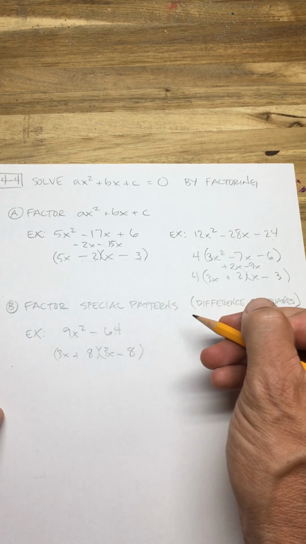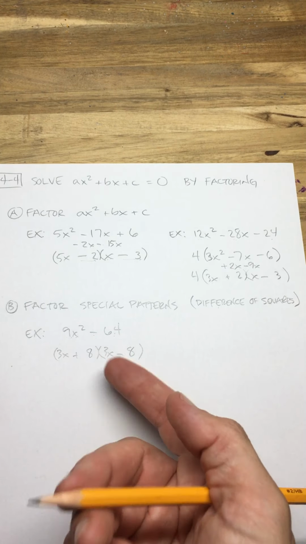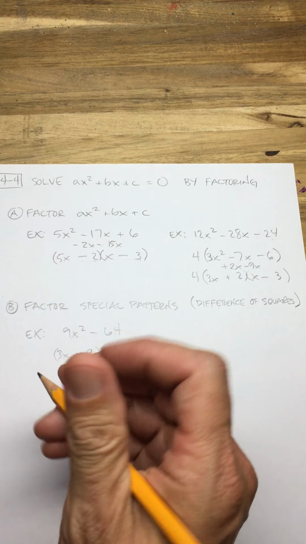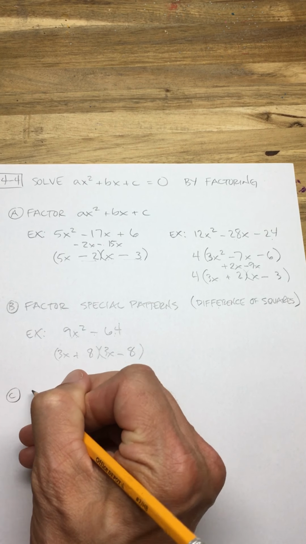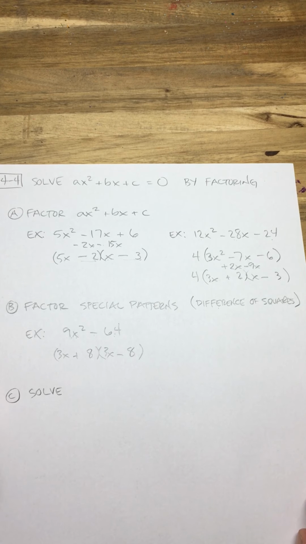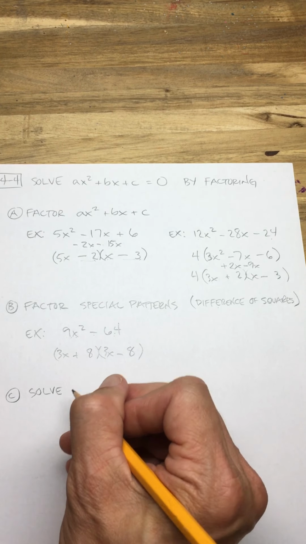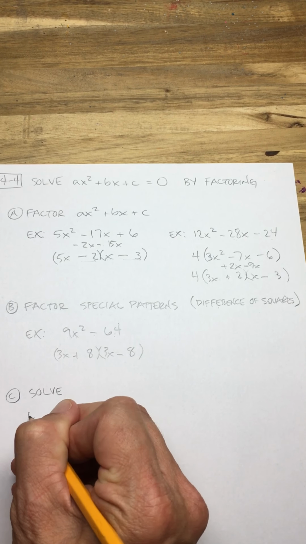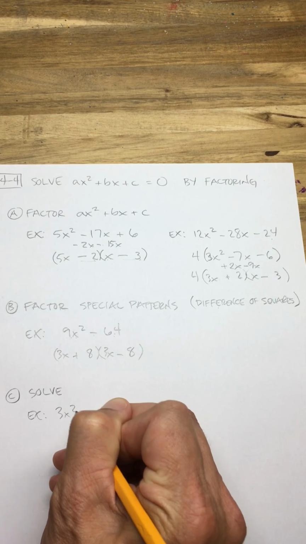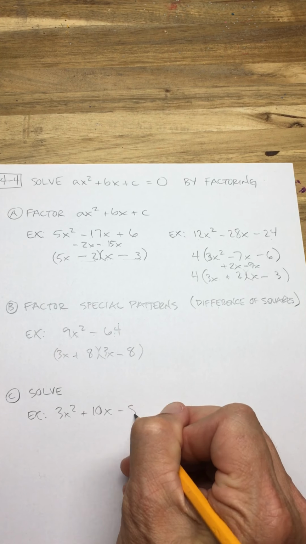We'll do one more, well, I don't think I have time for one more quick one. All right, so I'll do another one as an example, okay? So here we go, part C. Solve, all right? I'm trying to keep an eye on time. We're at 8 minutes already. Here we go, solve. 3x squared plus 10x minus 8 equals 0.